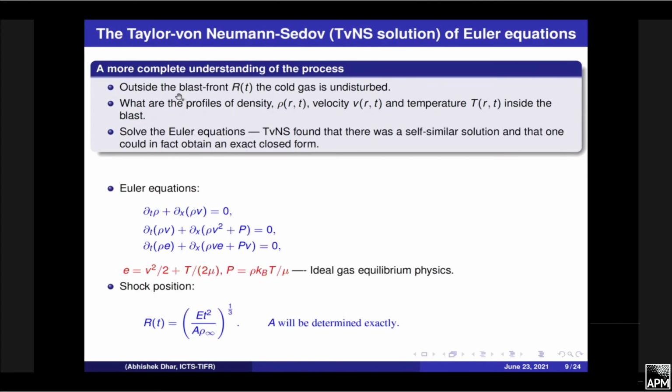What we see is that the blast consists of a region of very hot matter, and outside there is some cold gas which is undisturbed. What we now want to know is, what can we say about the density profile inside the blast? What about the velocity profile and the temperature profile? For this, the natural procedure from hydrodynamics would be to solve the Euler equations for these 3 fields. And this is what Taylor, von Neumann, and Sedov found. They found an exact closed form solution at long times of these equations.